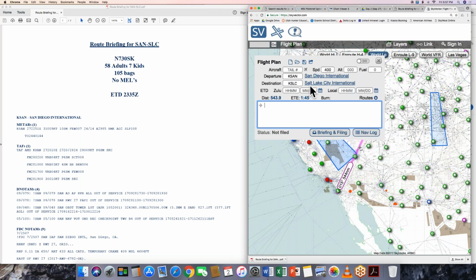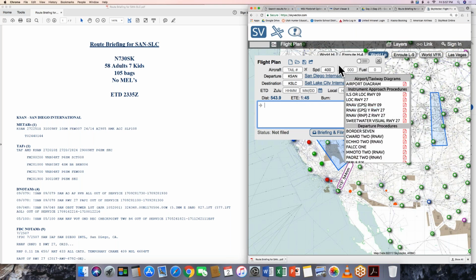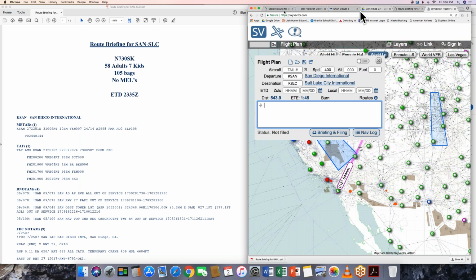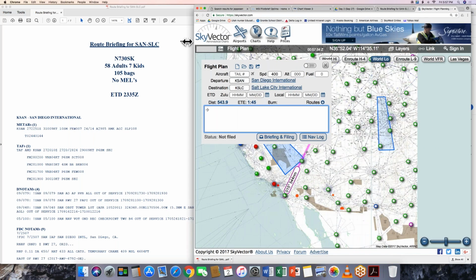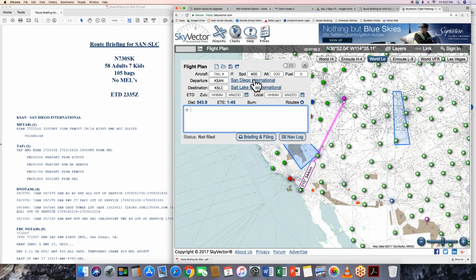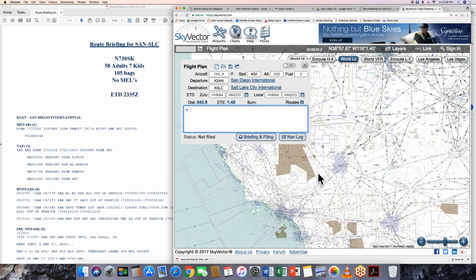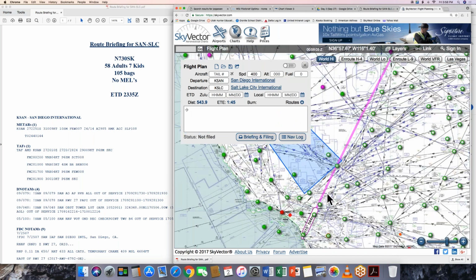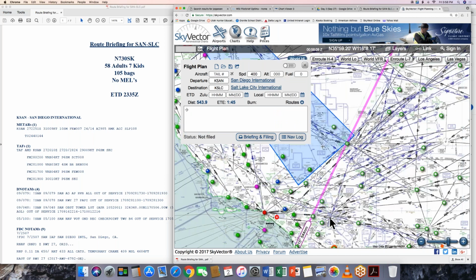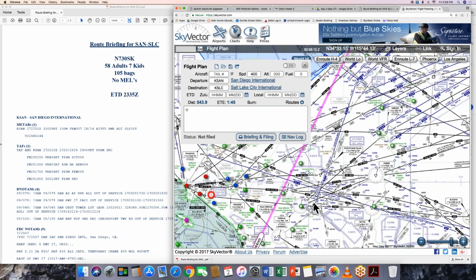So yeah, the main boxes that we're going to be worried about when we're using this software is our departure, destination, our speed, and then we're going to use this box. I'm going to lay this a little bit bigger. Okay. What this box allows us to do is we can select waypoints.